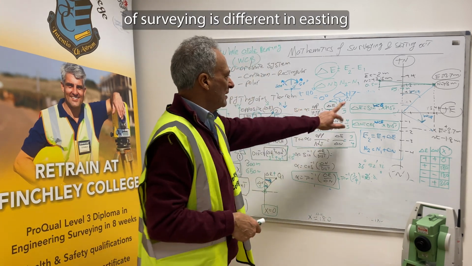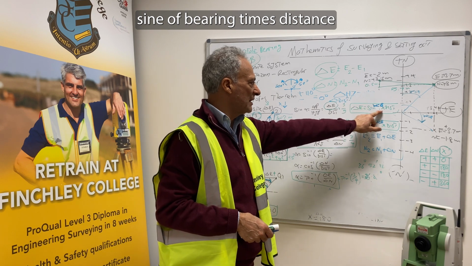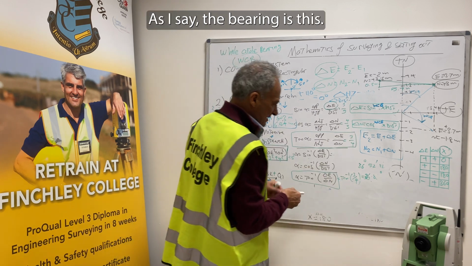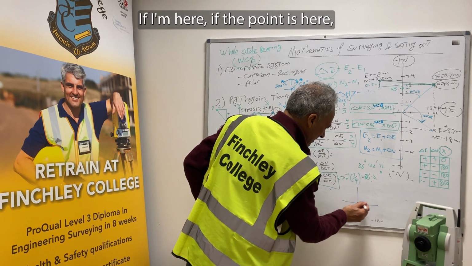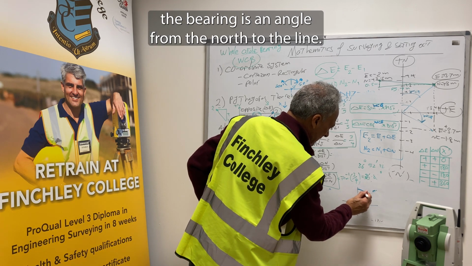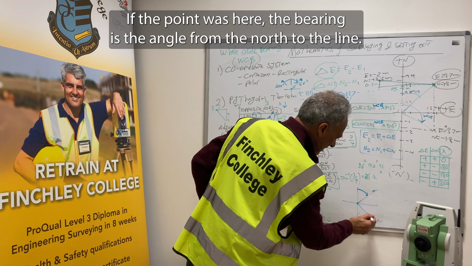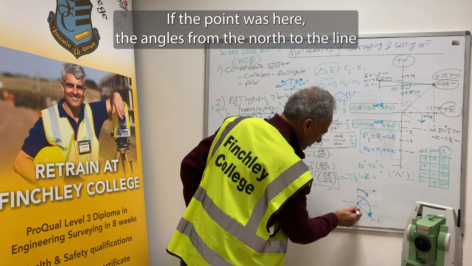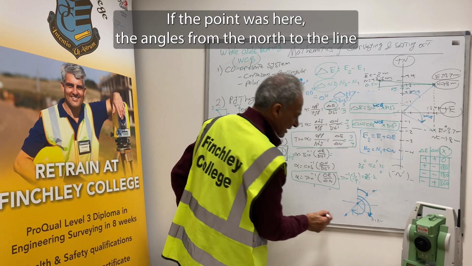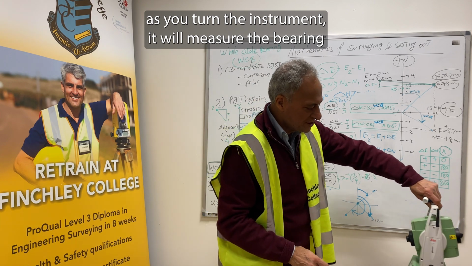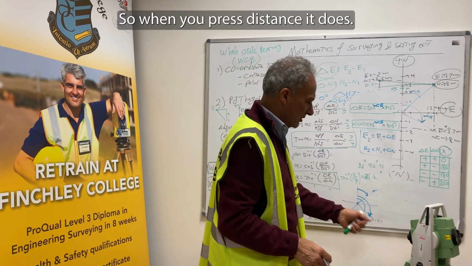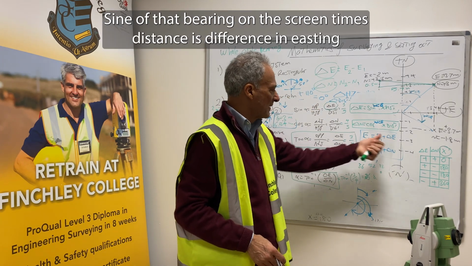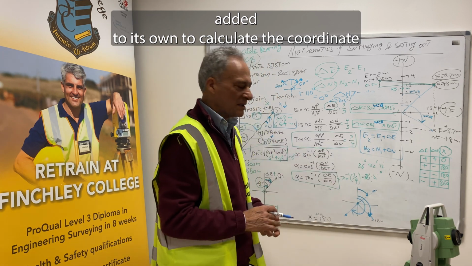Mathematics of surveying is difference in easting is sine of bearing times distance. Difference in easting between any 2 points is the bearing. And what's the bearing? As I say, the bearing is this. If I'm here, if the point is here, the bearing is an angle from the north to the line. If the point was here, the bearing is the angle from the north to the line. As you turn the instrument, it will measure the bearing. It knows the bearing. So when you press distance, it does sine of that bearing on the screen times distance is difference in easting. Add it to its own to calculate the destination.